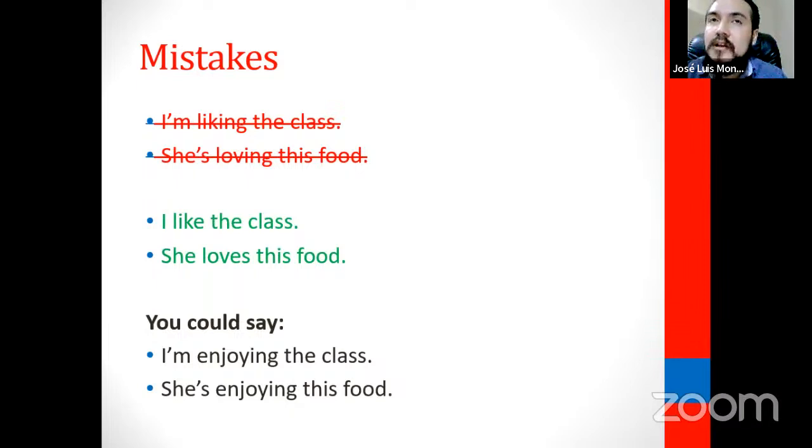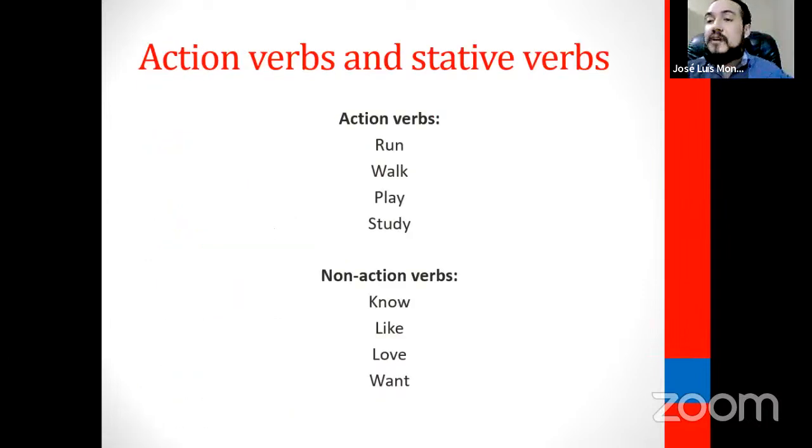Have, for example, you say, I have a brother, or I don't have any brothers, but you don't say, I'm having a brother, or I'm not having a brother, right? Of course, that's just by logic, it doesn't make sense. This is the only thing they are telling you here. Some verbs are not used with ing, okay, and they are almost the same ones that we have in Spanish. You could say instead of I'm liking the class, I'm enjoying, because enjoy can be used as an action verb. Okay, I'm enjoying the class or she's enjoying this food. That's possible. And this is what I was telling you.